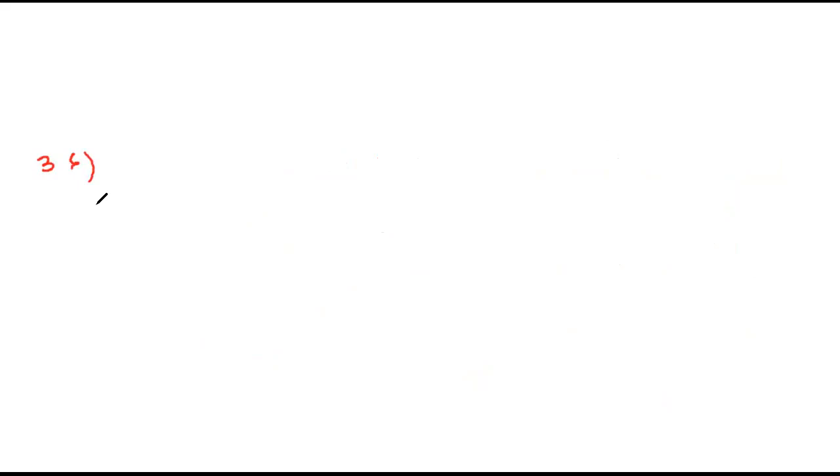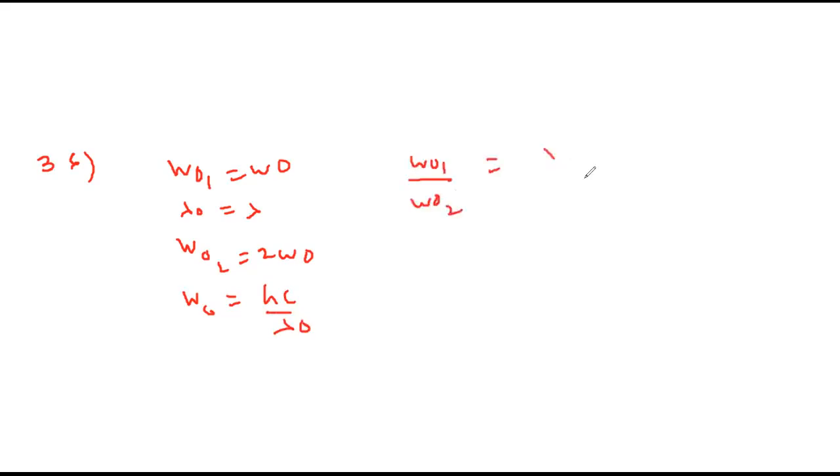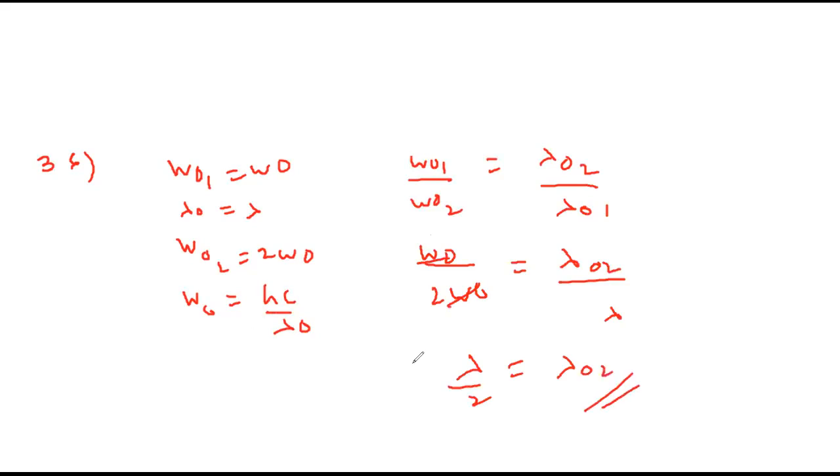Threshold wavelength for a metal having work function W0 is lambda. What is the threshold if the work function is 2 W0? Work function is hc by lambda 0. Work function of first upon second is wavelength of second upon first. So W0 upon 2W0 is second threshold upon lambda. Lambda by 2 is the threshold. Lambda by 2.